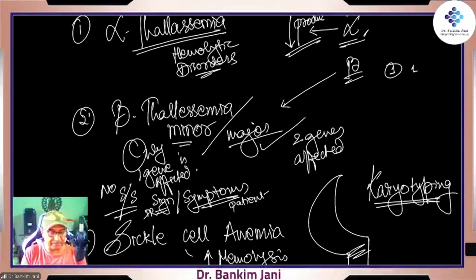Minor is when only one gene is affected. Major is when two genes are affected. When only one gene is affected, then there are no signs or symptoms. Right? Everything is fine. What is a sign or symptom? A sign is what the doctor elicits, that is the sign, and symptoms are what the patient tells.